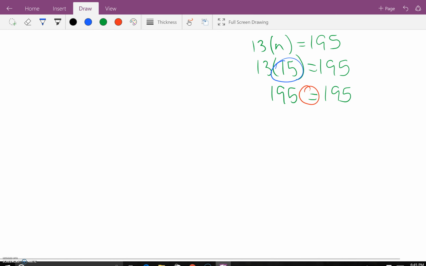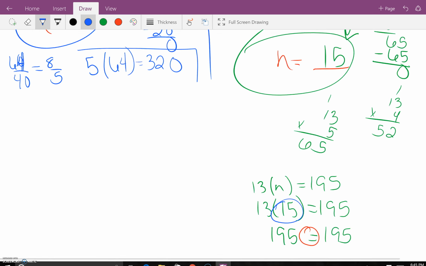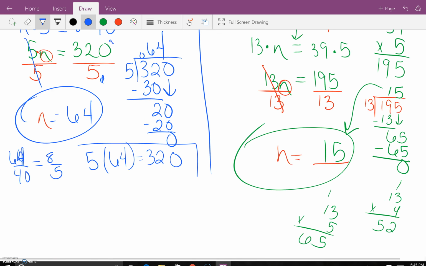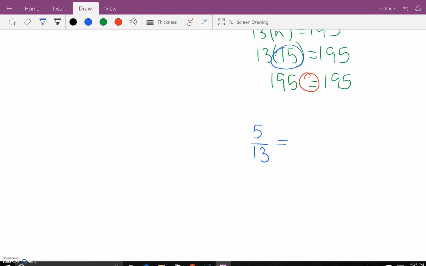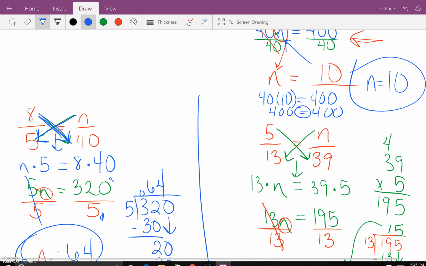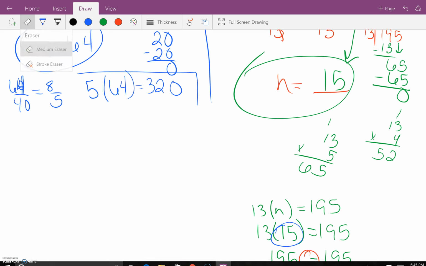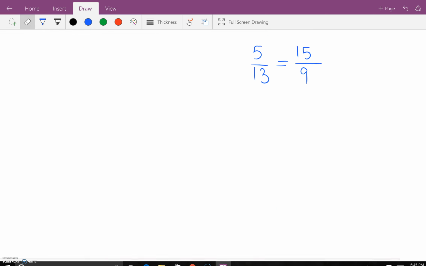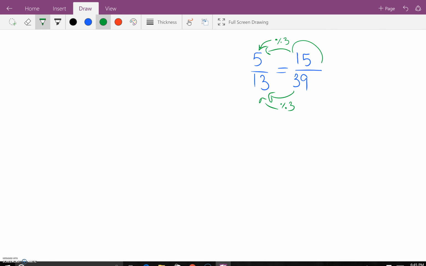If I do that, I get 5 over 13 equals 15 over 39. Okay, and then I would just reduce, and if I get the same thing, then I know that I'm right. Working in this direction, I divide by 3, and I get 5. And if I divide 39 by 3, I get 13. So I know that my answer of 15 is correct.